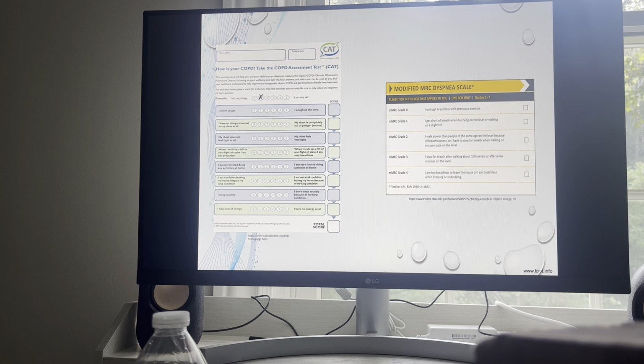And here you have the CAT and the modified dyspnea scale. I do encourage you to use these. These are good subjective questioning.